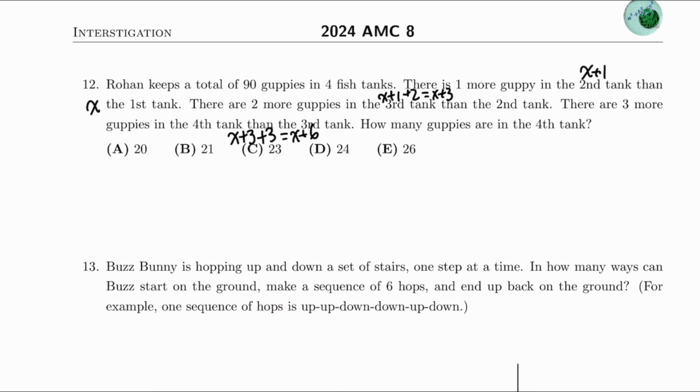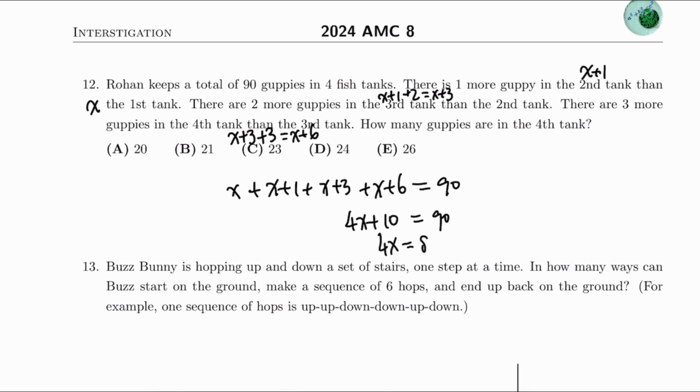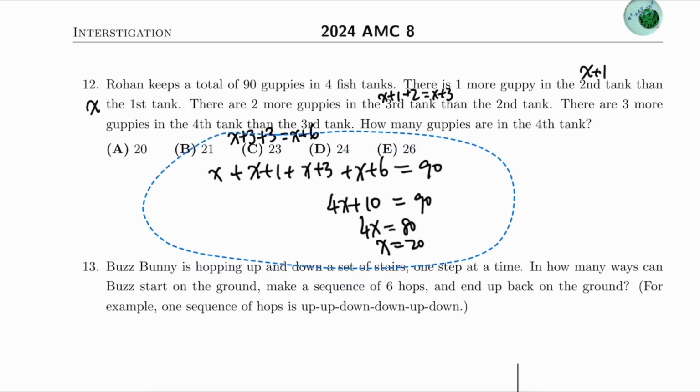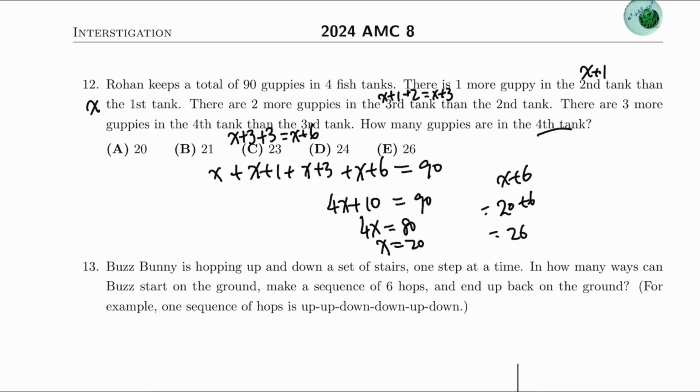Then we just add them up to get x plus x plus 1 plus x plus 3 plus x plus 6 is equal to 90. On the left hand side, just do this carefully, don't get it wrong. 4x plus 10 is 90, or 4x is 80, which gives x is equal to 20. And therefore, how many guppies are in the fourth tank, which is x plus 6, or 20 plus 6, or 26, which is our answer choice E.